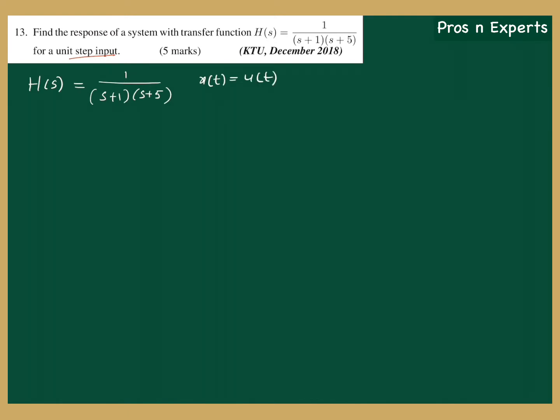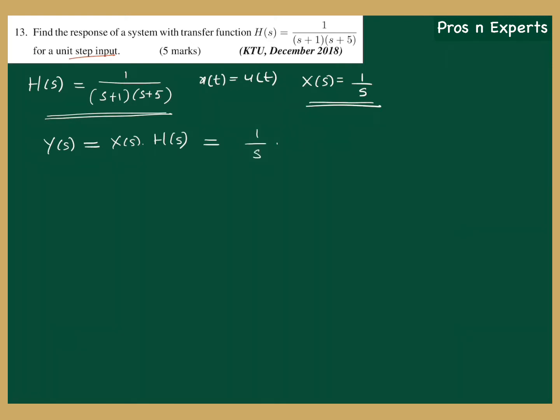So what should be X(s)? Laplace transform of u(t) is equal to 1 by s. So what we know is the transfer function is H(s) and the input transform is 1 by s. According to the convolution theorem, we know Y(s), the transform of the output signal, will be equal to X(s) into H(s), which can be written as 1 by s into 1 by (s plus 1) into (s plus 5).